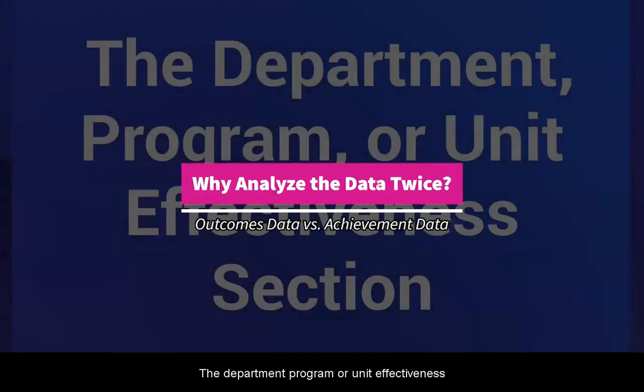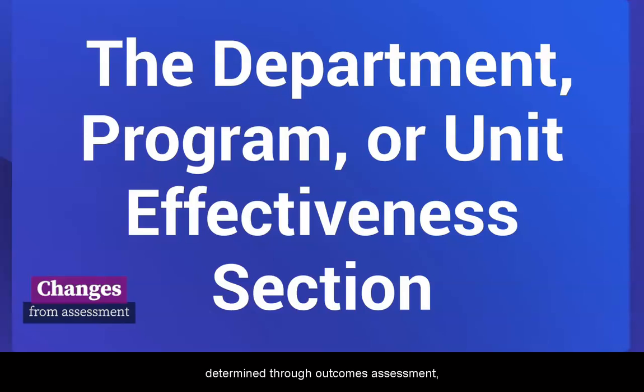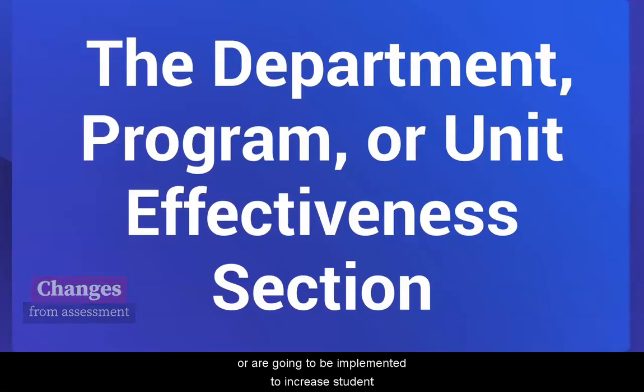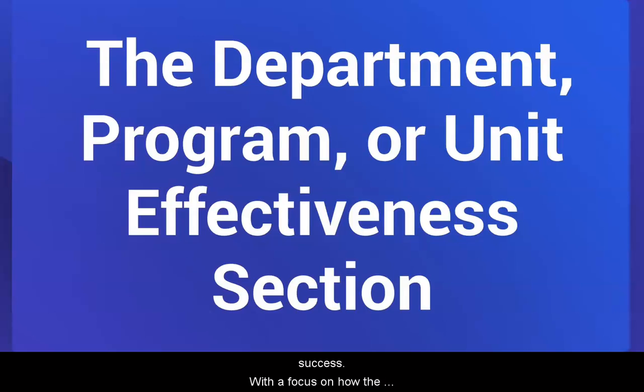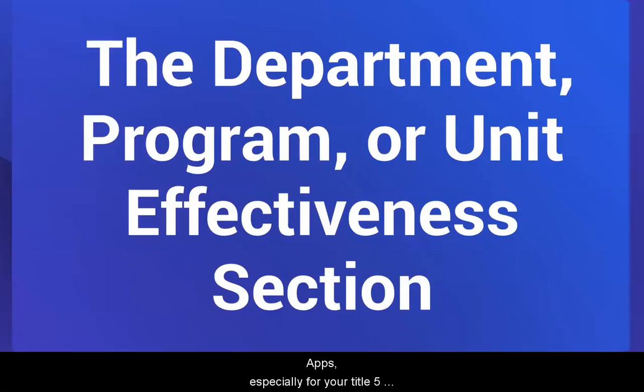The Department, Program, or Unit Effectiveness section of the Program Review Self-Evaluation gives you the opportunity to describe the changes determined through outcomes assessment, which have been or are going to be implemented to increase student success. With a focus on how the discipline PLOs align with real-world skills, discuss the two types of data available in eLumen and the OYA apps, especially for your Title V programs.